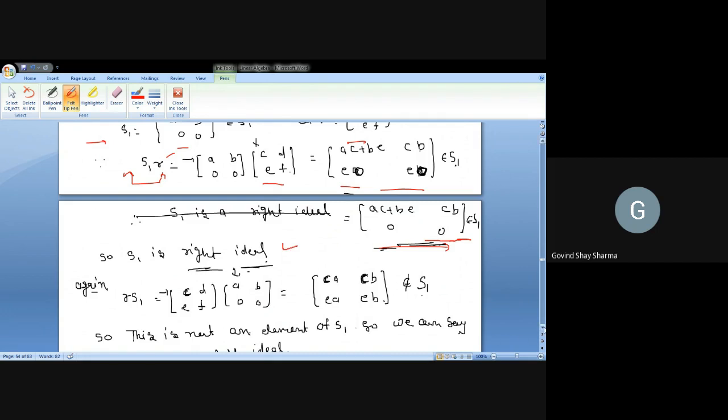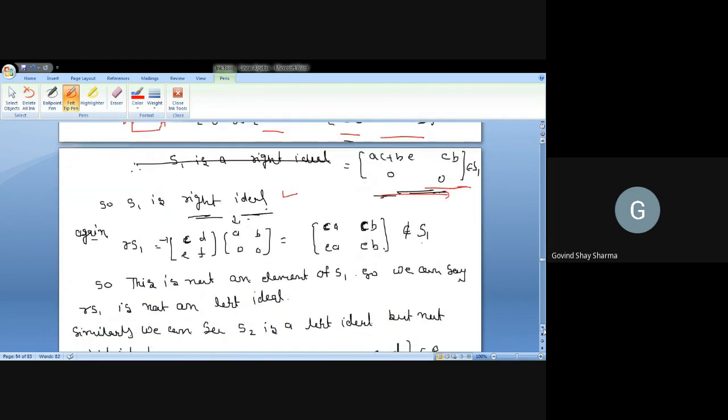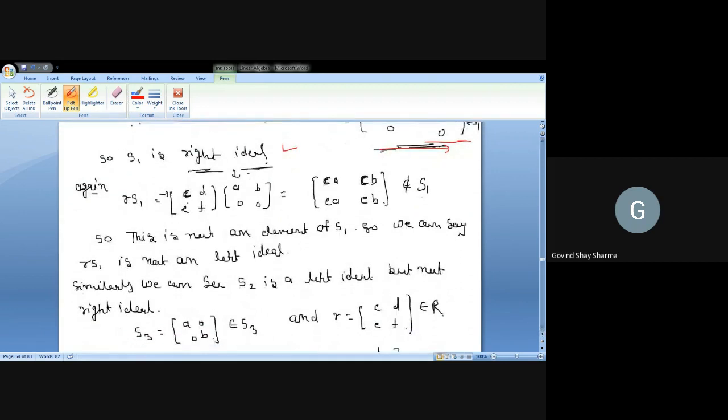So we can say that it is a right ideal. But for RS1, when we have to prove it is a left ideal, we will see that it is not. For multiplication with R from the left side, we found this type of element. The second row is not zero. So this is not an element of S1. So we can say this is not a left ideal. Similarly, we can prove it for S2 also.